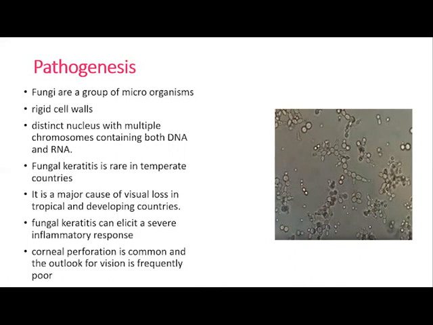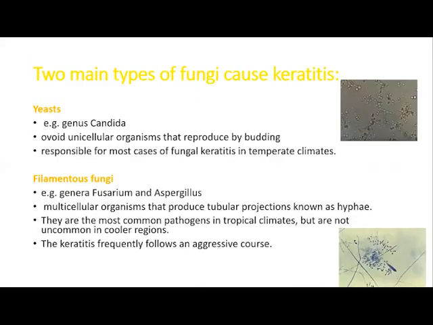And fungal keratitis is more common in tropical and developing countries and rare in temperate countries. It's a major cause of visual loss in these countries. It can elicit a very severe inflammatory response, corneal perforation is common, and the outlook for vision is frequently very poor. The two main types of fungi that cause keratitis are yeast, for example Candida, and filamentous fungi, for example Fusarium and Aspergillus.